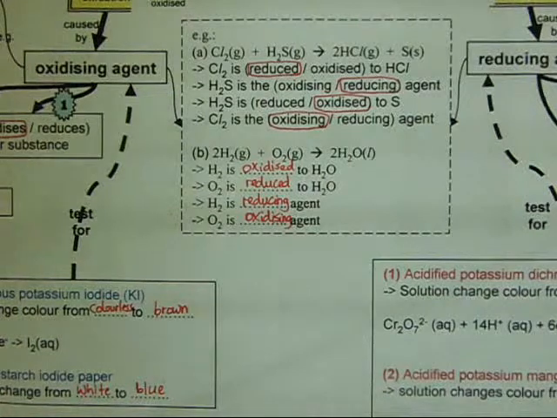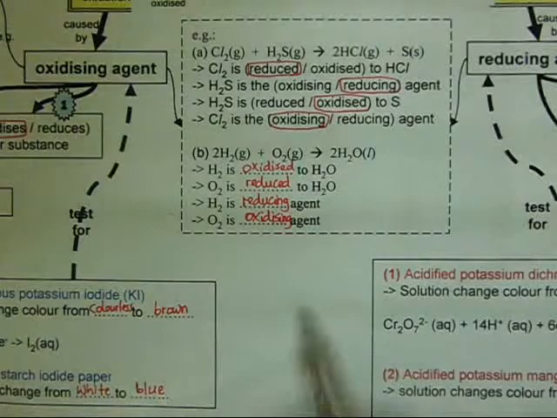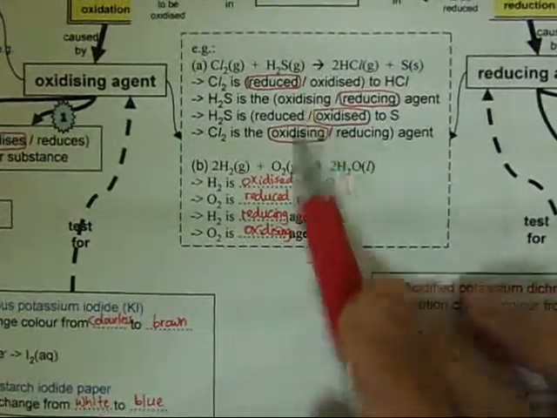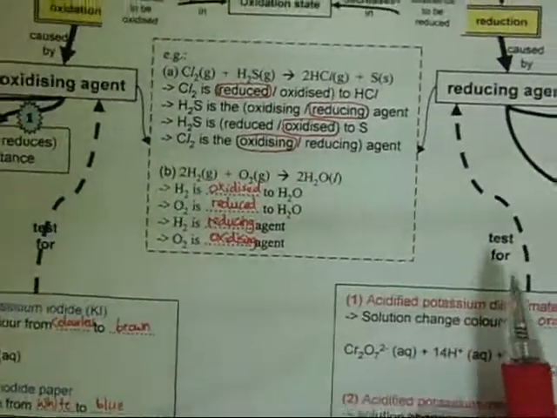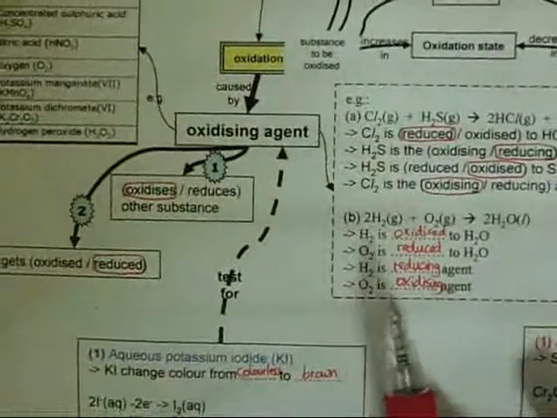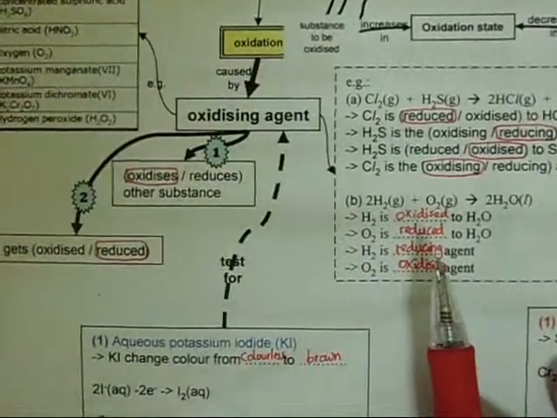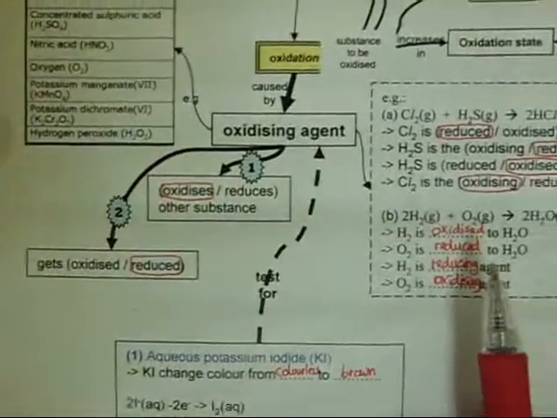So it's all about reducing agent and oxidizing agent. Oxidizing agent oxidizes other substances, it itself gets reduced. Reducing agent reduces other substances, it itself gets oxidized. It's all about this. Just have to take a look at these two examples and try to digest everything about oxidizing agent and reducing agent.